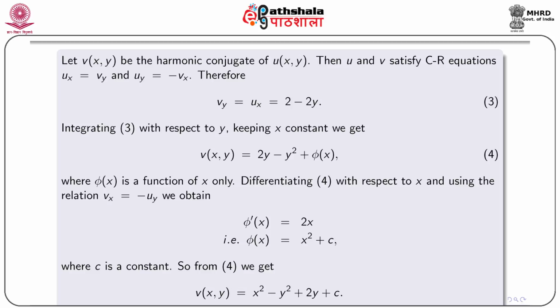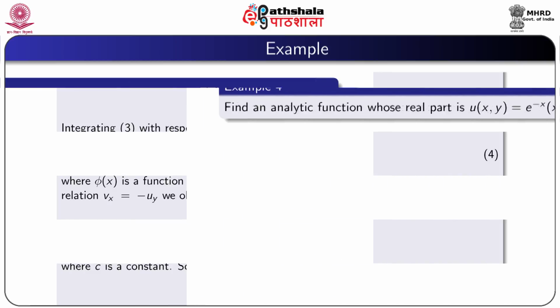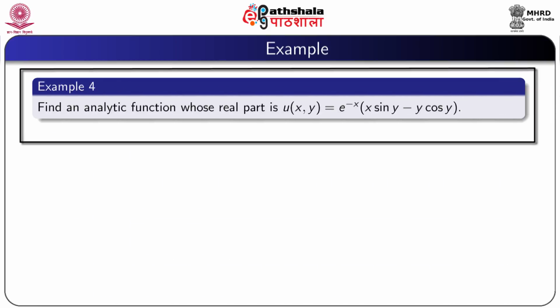Again, differentiating this equation with respect to x and using the relation del v del x equal to minus del u del y, we obtain phi dash x equal to twice x. By integrating, we get phi of x equal to x square plus c, where c is any constant. So, we obtain v of xy equal to x square minus y square plus 2y plus c. We consider another example.